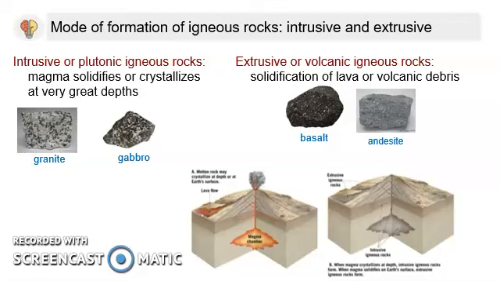Okay, while the extrusive or volcanic igneous rocks are formed from the solidification of lava or any volcanic debris. Take note, extrusive from the word external. Examples are basalt and andesite. As you can observe, basalt and andesite have smaller crystals or grains compared to granite and gabbro.